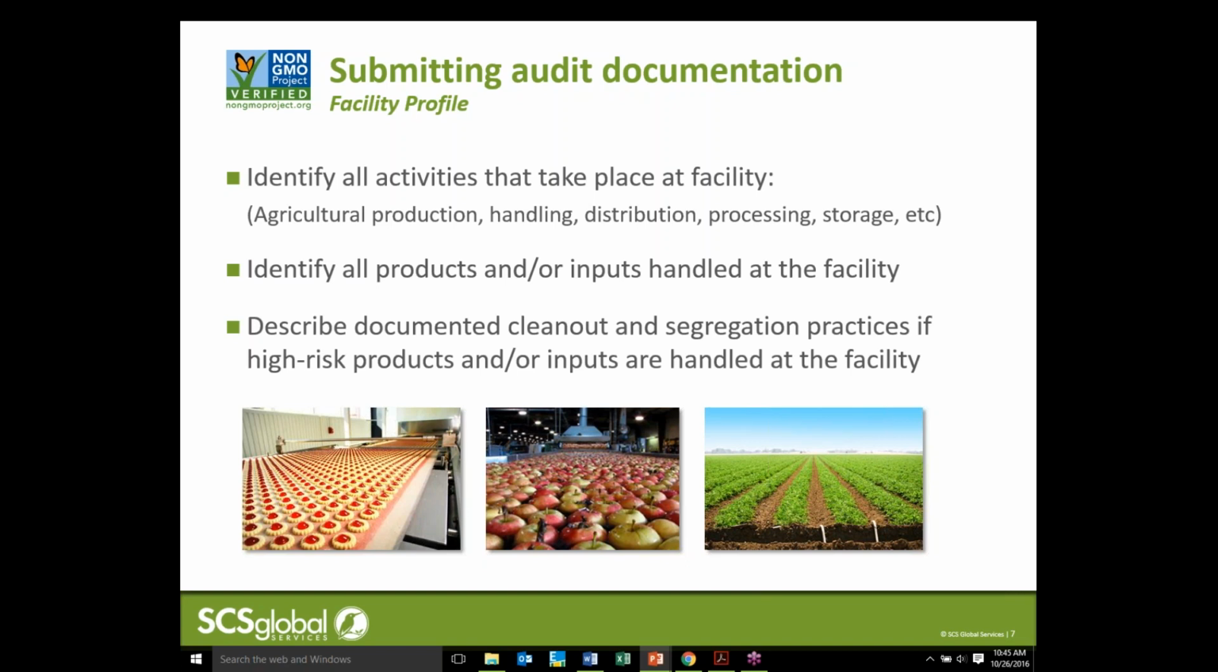We'll need disclosure of all activities that take place at the facility, such as agricultural production, handling, processing, distribution, etc. And information about all the kinds of inputs that are handled at the facilities. So facilities that handle high GMO risk inputs are going to require a little bit more rigorous traceability systems and identity preservation systems to ensure that compliance of an input through their processing system can be maintained and demonstrated as part of the audit.